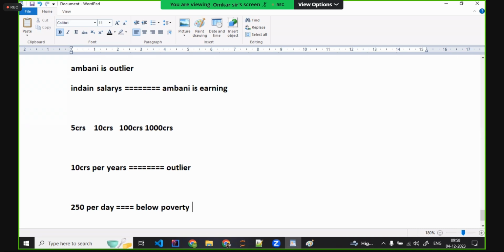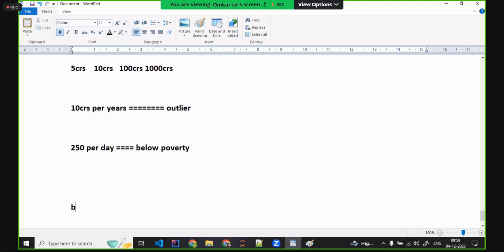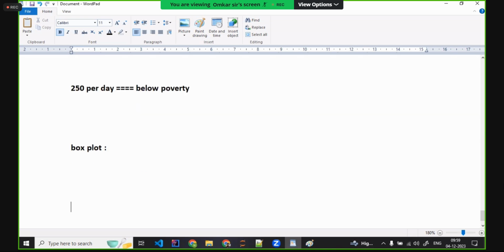Suppose there is a business magnate, middle aged, a small-scale business magnate, earning 2 crore per year. Is he an outlier? We don't know. So we need to find some rules and regulations. For that, there is a plot called the box plot. Box plot will be helpful. The box plot will analyze the data and tell who is an outlier and who is not.